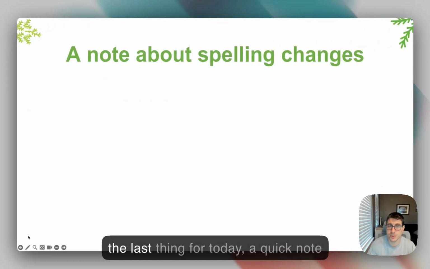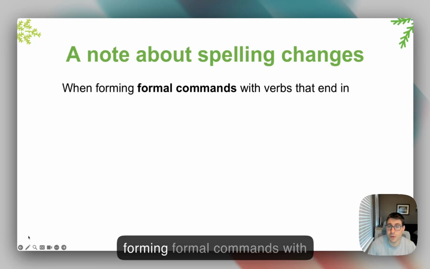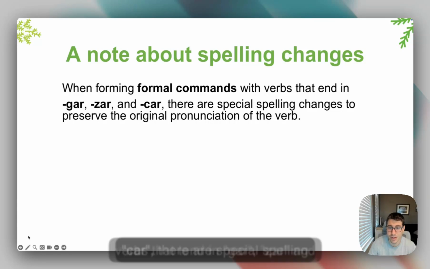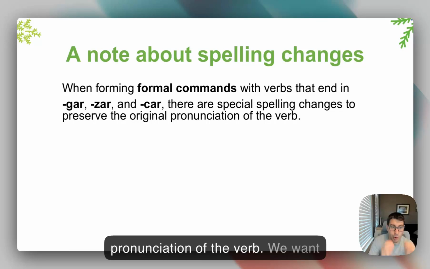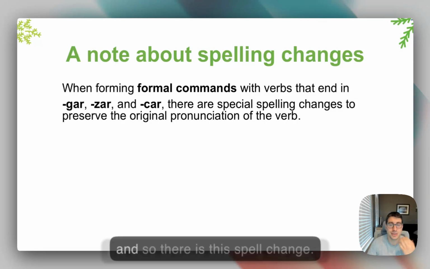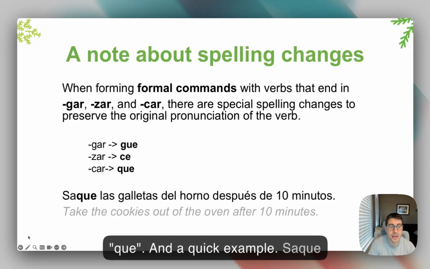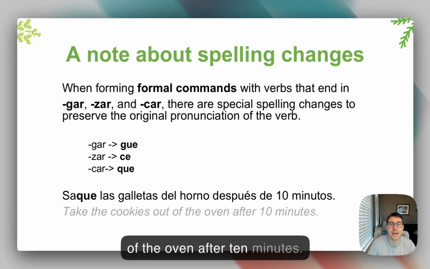And the last thing for today, a quick note about spelling changes. So when forming formal commands with verbs that end in gar, car, and zar, there are special spelling changes to preserve the original pronunciation of the verb. We want the verb to keep sounding the same, and so there is this spelling change. For gar, we have gue. For sar, we have se. For car, we have que. And a quick example, saque las galletas del horno después de 10 minutos. Take the cookies out of the oven after 10 minutes.